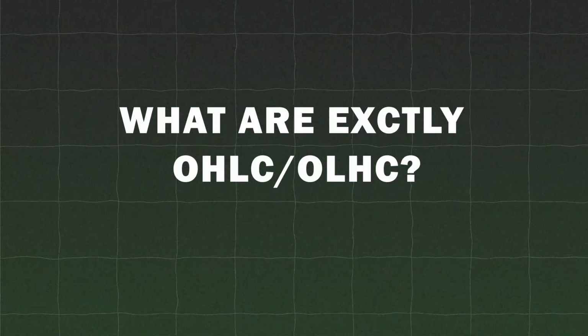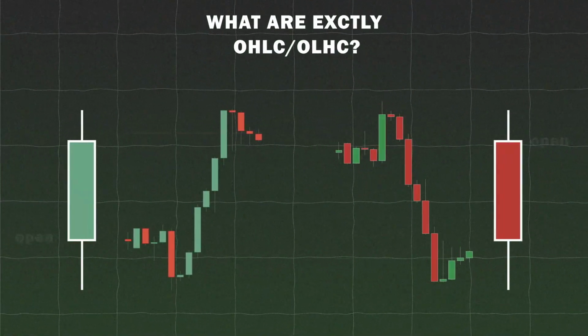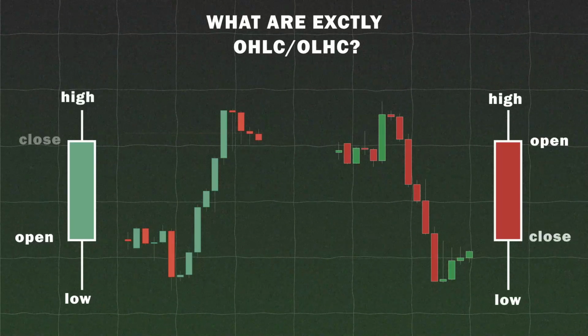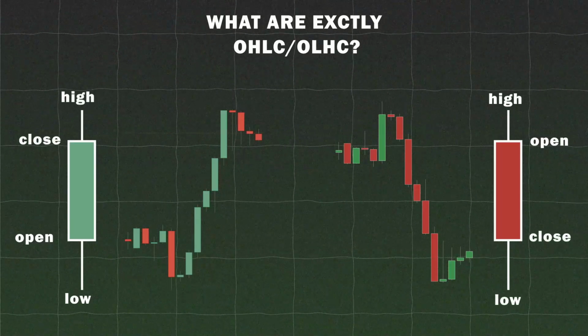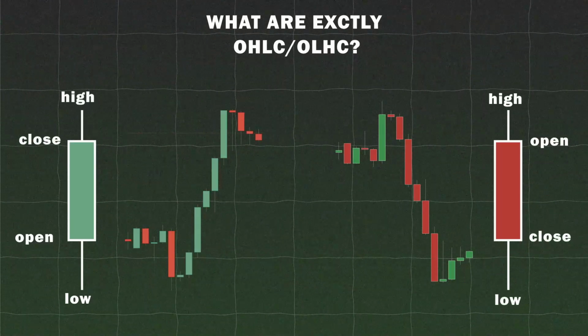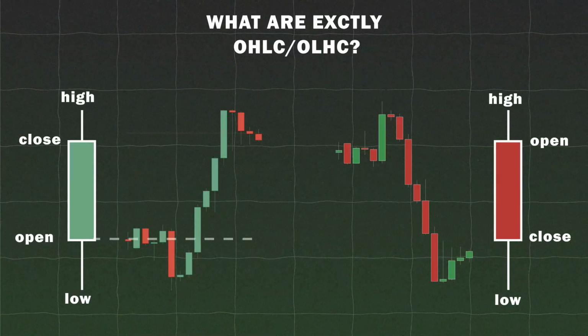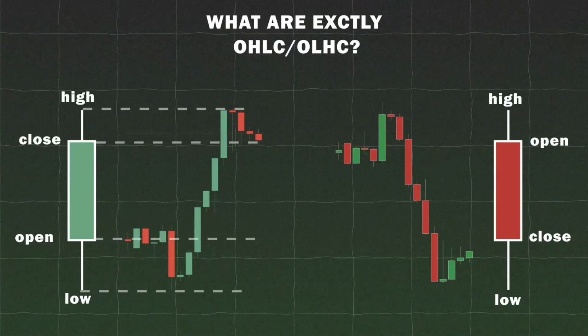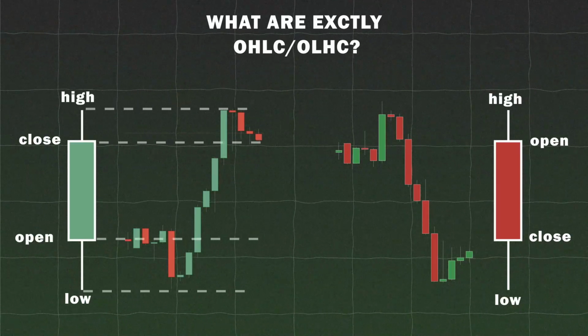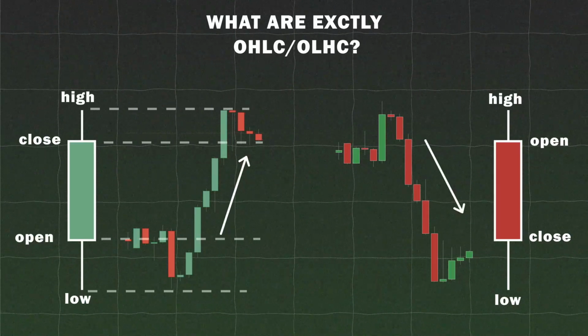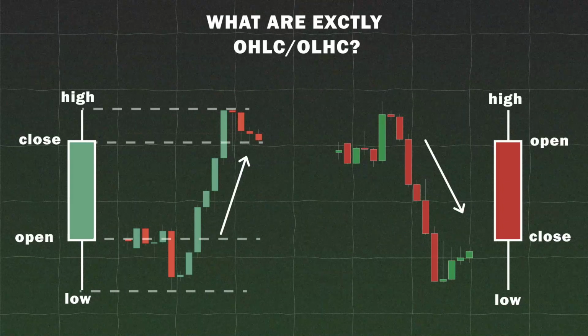What exactly are open high-low close and open low-high close? These terms signify the opening, lowest, highest, and closing points of a candle in a higher time frame chart. For example, in a daily candle, this might manifest as the price opening, hitting a low, reaching a high, and eventually closing. The objective here is to capitalize on the major movement or the substantial portion of the intraday range.